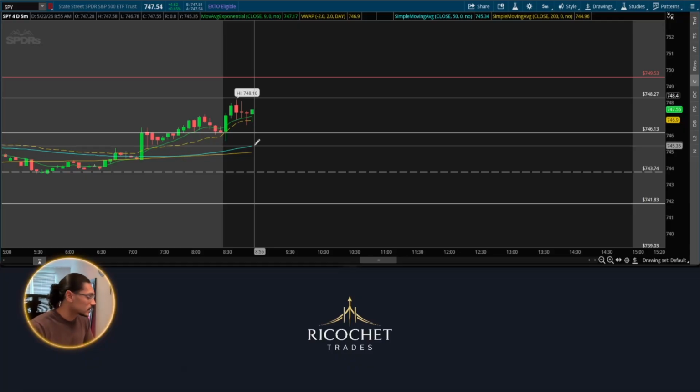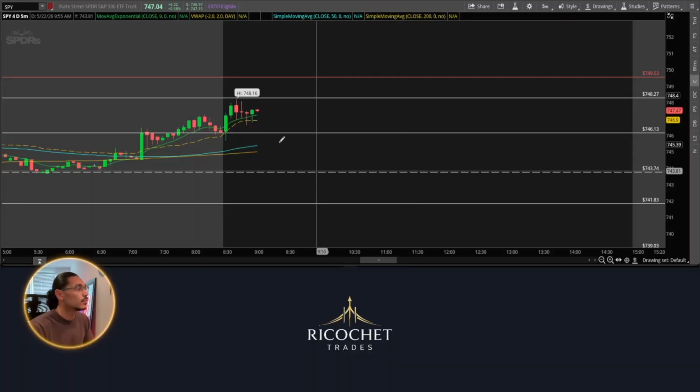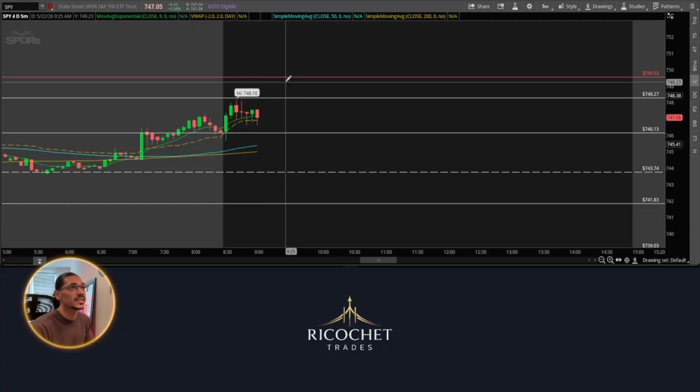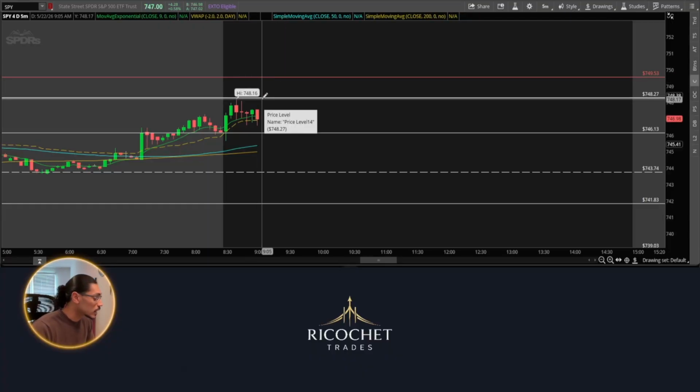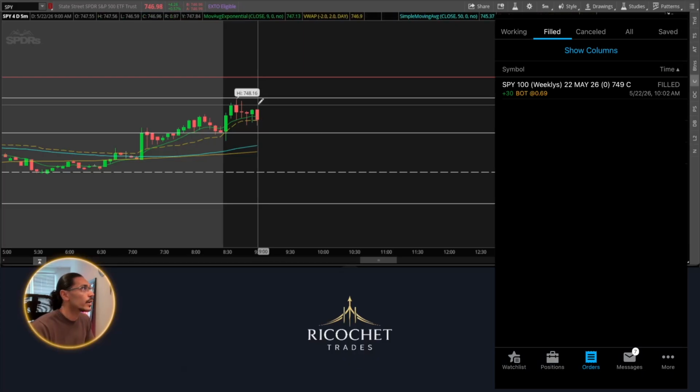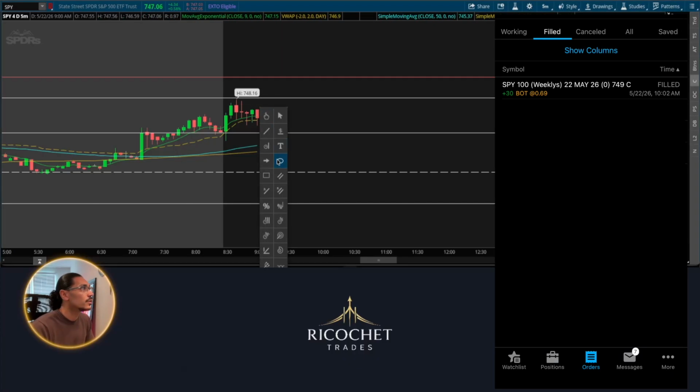So at 10:02, I decided to position with 30 contracts with the anticipation of it to go to the upside and retest the all-time high of 749. So the strike that I bought in was 749. So this was the candle that I entered in, hoping for a retest and bounce on the VWAP.